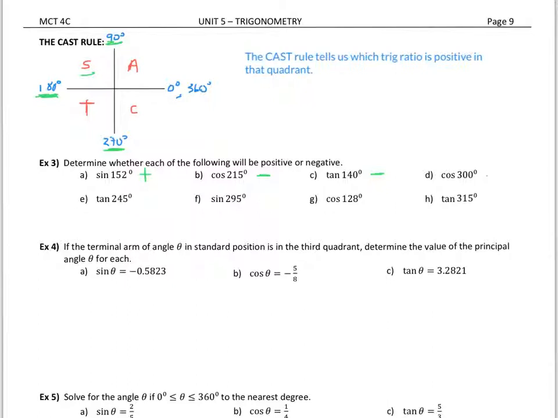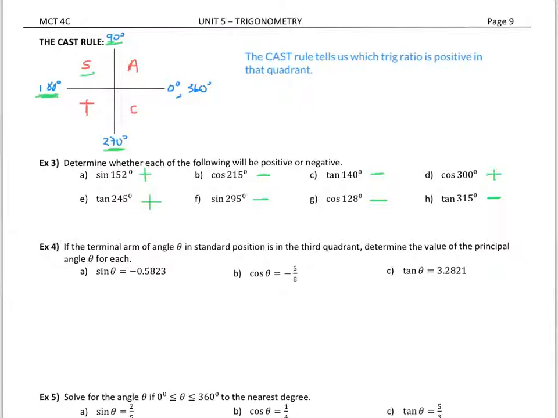Okay, cosine of 300, that's the fourth quadrant. Cos is positive in the fourth quadrant. 245 degrees is third quadrant. Tan is positive in the third quadrant. 295 is in the fourth quadrant, and only cosine is positive in the fourth quadrant, which means sine will be negative here. 128 is in the second quadrant. Sine is positive. That means cosine will be negative. And the tan of 315. Well, 315 is in our fourth quadrant. Cosine is positive, meaning tan is negative there.